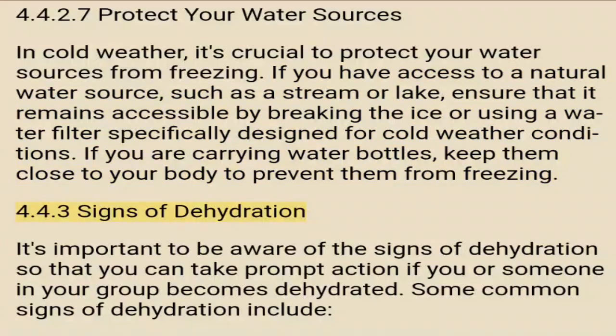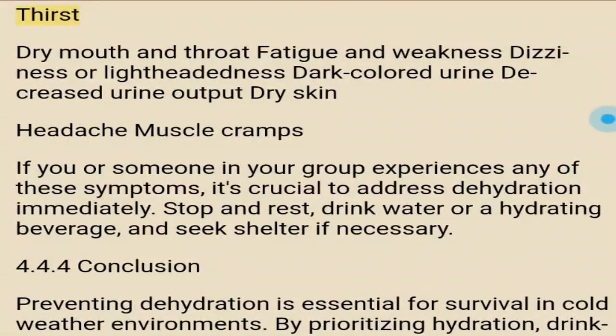4.4.3 Signs of dehydration. It's important to be aware of the signs of dehydration so that you can take prompt action if you or someone in your group becomes dehydrated. Some common signs of dehydration include thirst, dry mouth and throat, fatigue and weakness, dizziness or lightheadedness, dark-colored urine, decreased urine output, dry skin, headache, muscle cramps. If you or someone in your group experiences any of these symptoms, it's crucial to address dehydration immediately. Stop and rest, drink water or a hydrating beverage, and seek shelter if necessary.